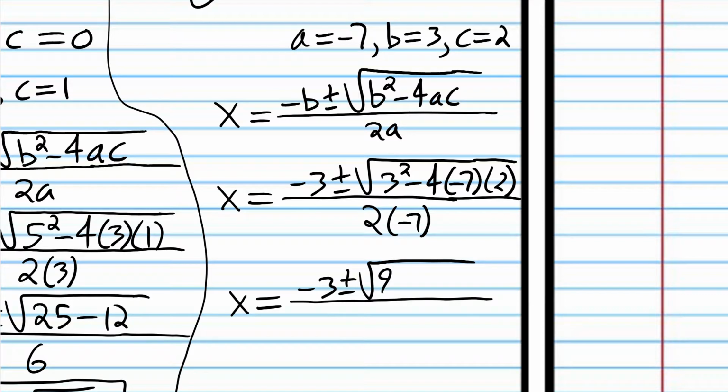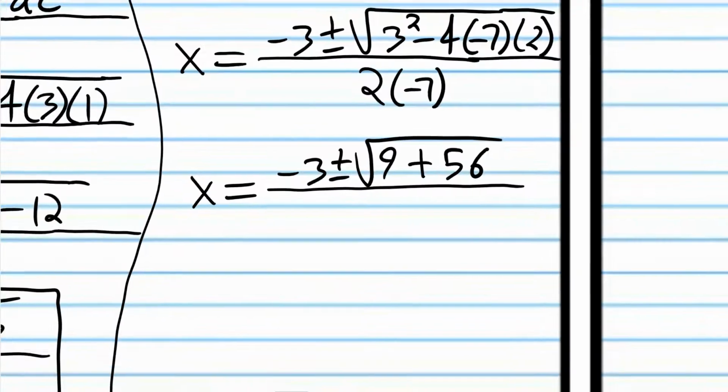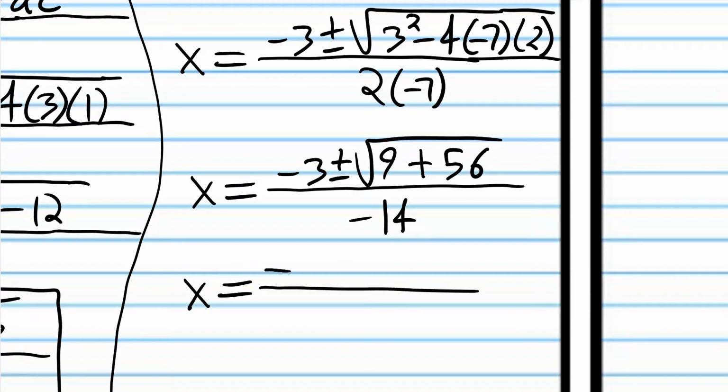3 squared is 9. And multiply all that stuff together. You can use a calculator if you want to. But negative 4 times negative 7 is going to be 28. And 28 times 2 is 56. Again, we're just multiplying all this stuff. That's very important to understand. We're just multiplying all this stuff together. Negative 4 times negative 7 times 2. All right, so 2 times negative 7 is negative 14. And then inside the root, 9 plus 56 is 65.